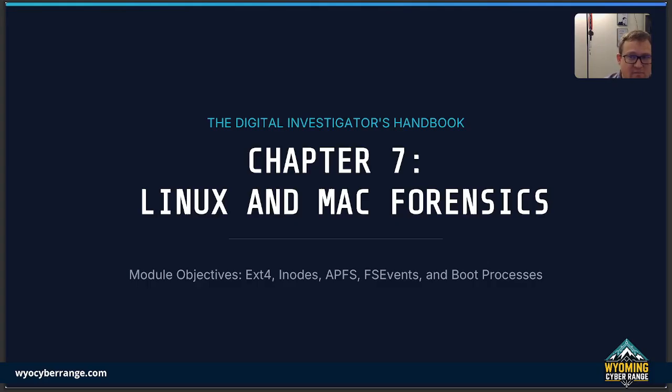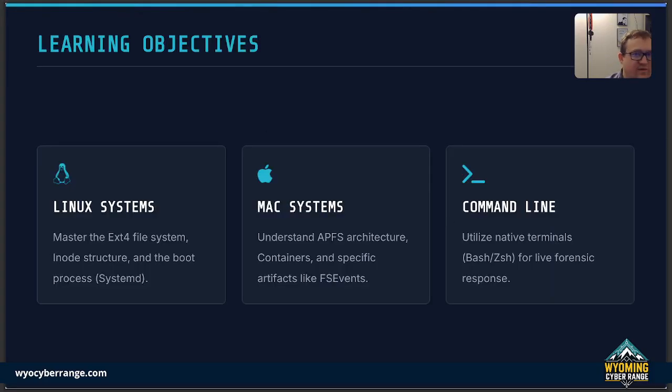So, today we're going to be mastering the ext4 file system and the Apple APFS file systems because these are going to be critical artifacts that we need to understand with these Unix-based operating systems. We're going to have three main objectives for this module. First, for Linux operating systems, you must master the ext4 file system, deeply understand inode structures, and map out the boot process, specifically the modern systemd initialization.